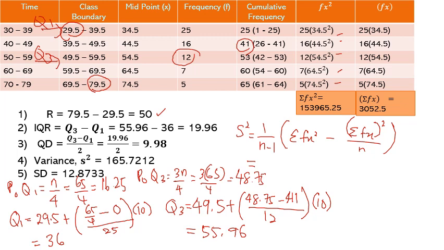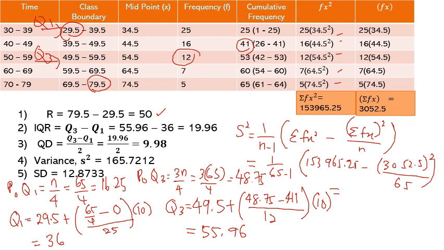After that, substitute into the formula: n minus 1, which is 65 minus 1, times summation of fx squared 153,965.25 minus summation of fx, 3052.5 squared over 65. Press the calculator and you must get the answer, 165.7212.